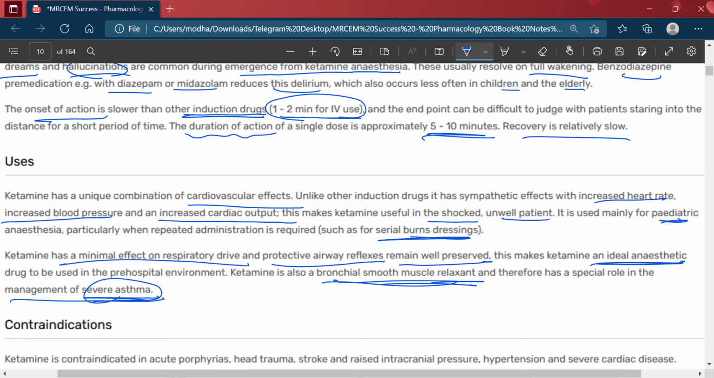So what's the use? Ketamine has a unique combination of cardiovascular effects. It causes a sympathetic effect, with increased heart rate, increased blood pressure, and increased cardiac output, so its use in shocked and unwell patients is very good. It is used mainly in pediatric anesthesia, particularly when repeated administration is required, like in burns dressings. Ketamine has a minimal effect on the respiratory drive and protective airway reflexes remain well preserved, making it an ideal anesthetic drug for the pre-hospital environment. Ketamine is also a bronchial smooth muscle relaxant, so it is very useful in the management of severe asthma.